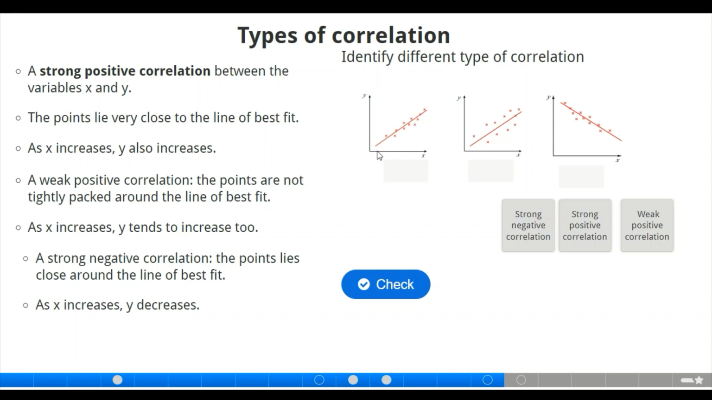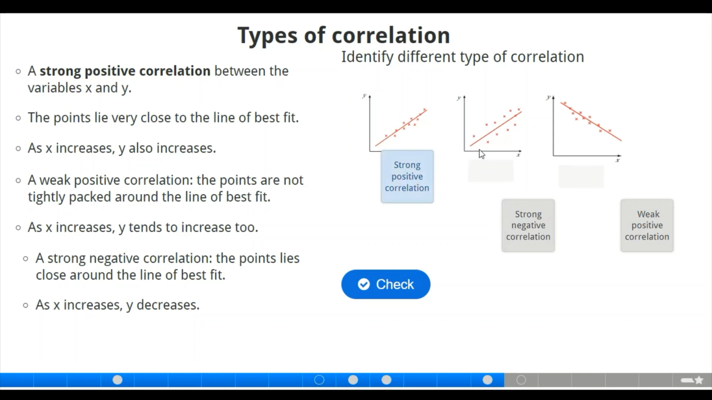Now for a strong negative correlation, the points lie close around the line of best fit. So as x increases, y decreases. For the first one, which is strong negative correlation, strong positive correlation, and weak positive correlation? I think the first one is: as x increases, y increases. So that should be strong positive correlation.